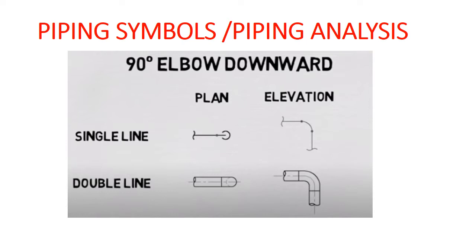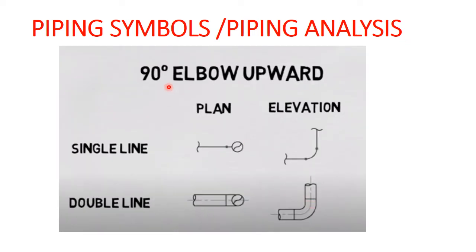Here we have the 90-degree elbow downward. The single line plane will be like this, and the elevation will be like this. For double line, the shape will be like this, the symbol will be like this, and the elevation will be like this.